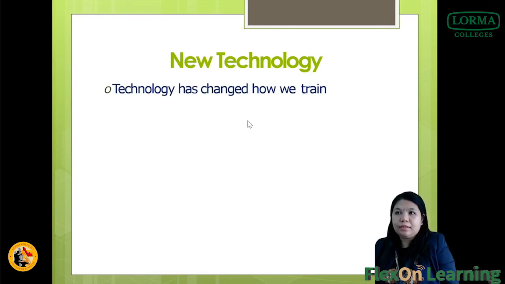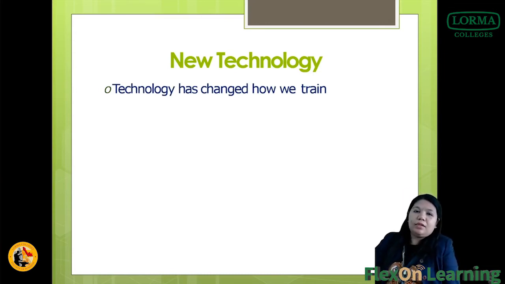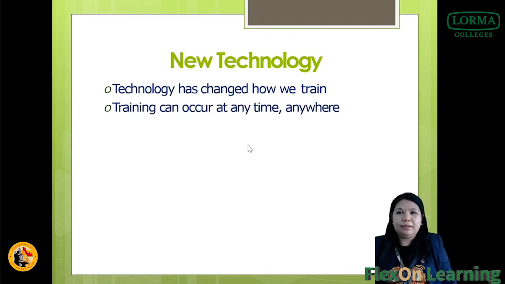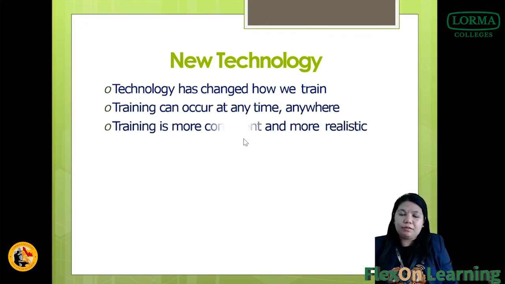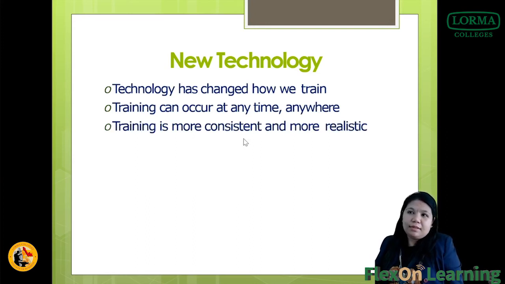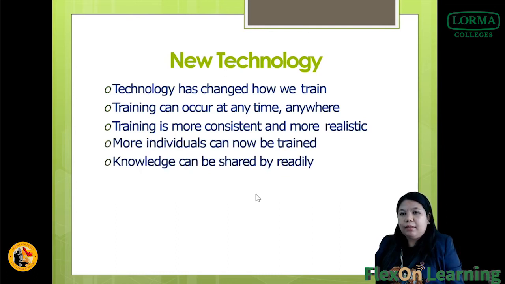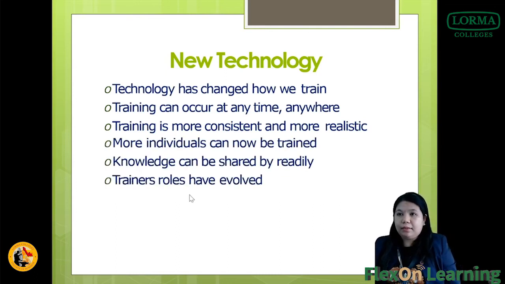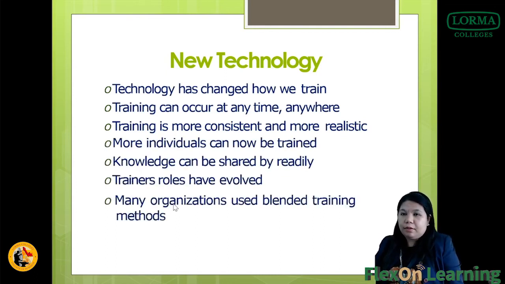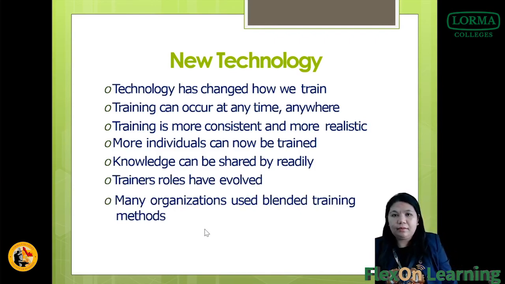Now let's move on with new technology. Technology has changed how we train. Before, we only trained manually. Now we can attend trainings through webinars with the use of technology. Training can occur at any time, anywhere. Training is more consistent and more realistic. More individuals can now be trained and knowledge can be shared readily, and trainers' roles have evolved. Many organizations use blended training methods, and it is happening today.